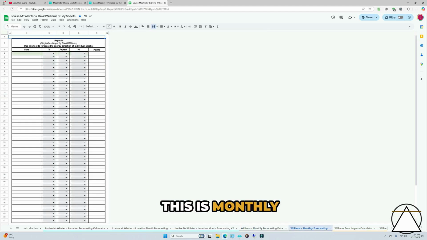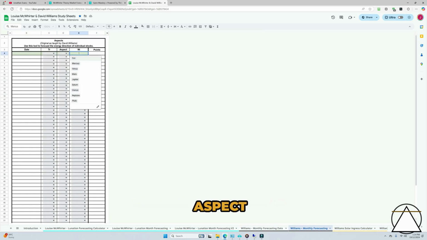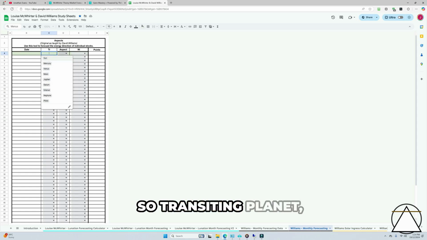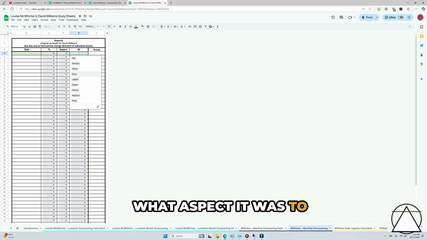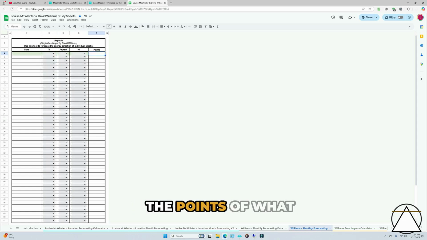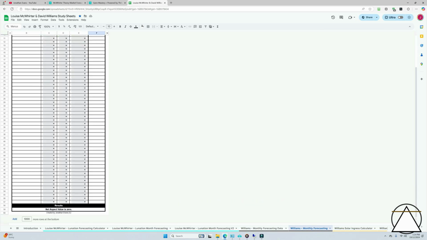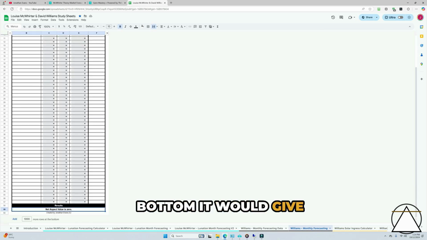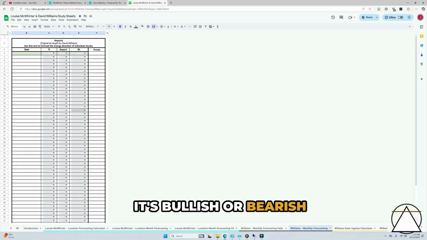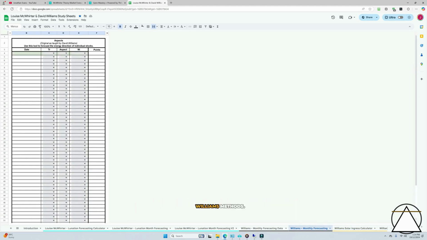This is monthly forecasting using the Williams methods. So basically you put in your date, you're transiting with your aspect to the natal, so transiting planet, what aspect it was to the natal planet. It would then spit out the points of what that calculates, and then down the bottom it would give us a net aspect value and tell us if it's bullish or bearish for the month ahead. Okay, so this is using Williams methods.